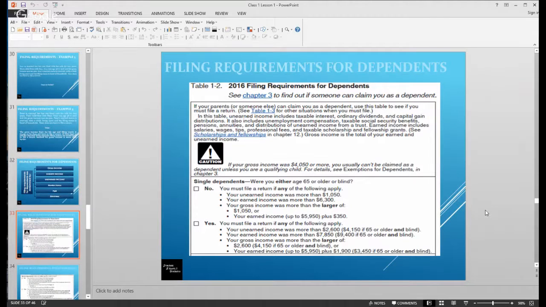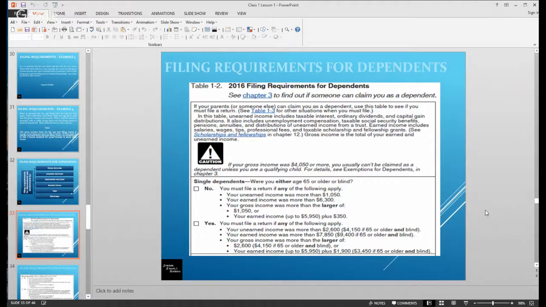So in the case of the filing requirements for dependents, you see this new table. It's Table 1.2, from Publication 17. If you are a single, non-married dependent and you are either age 65 or older or blind, you would use the lower portion where it says yes. And if you are not, you would use the upper portion, which says no. We're going to go through the numbers from the no section.